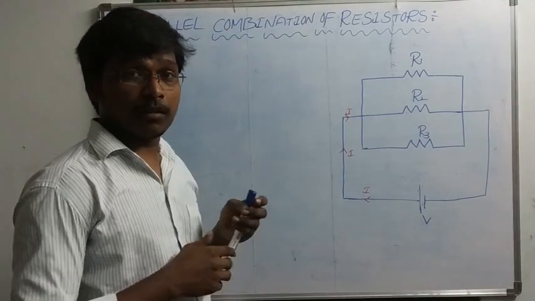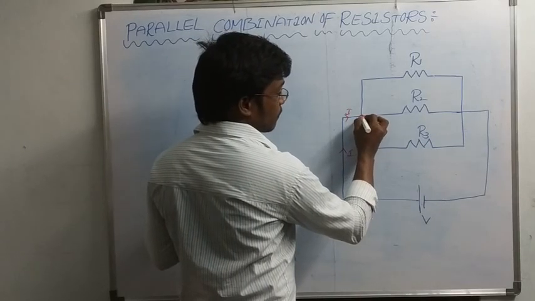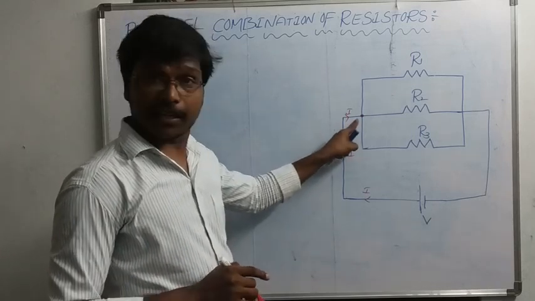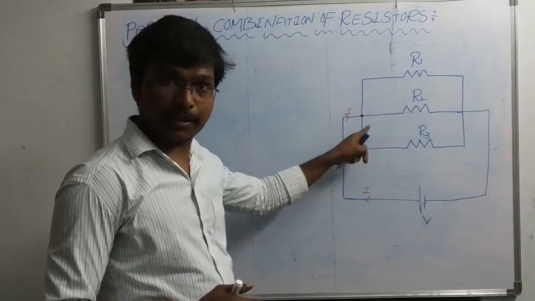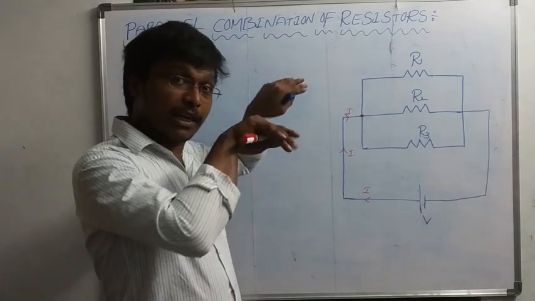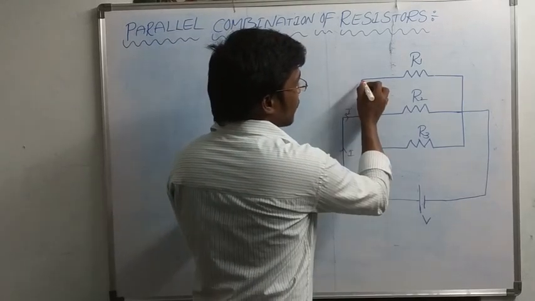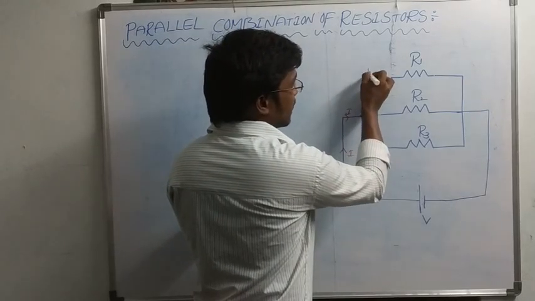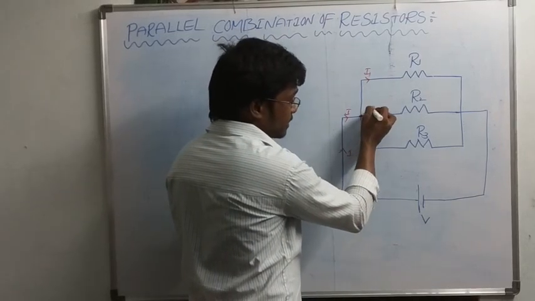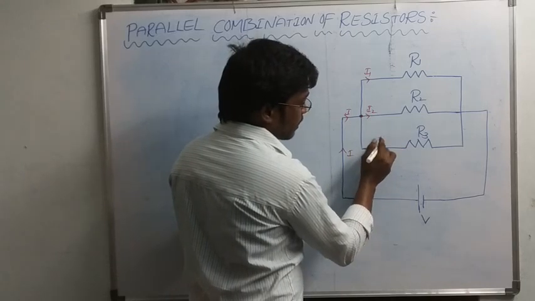Remember this one. This is the junction. When this current reaches this junction, after reaching, this current is splitting. Some amount of current will be split, that is I1. Some amount of current will move this way, that is I2. Some amount of current will move this way, that is I3.